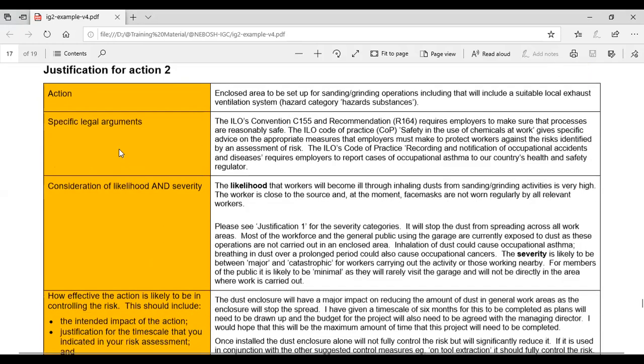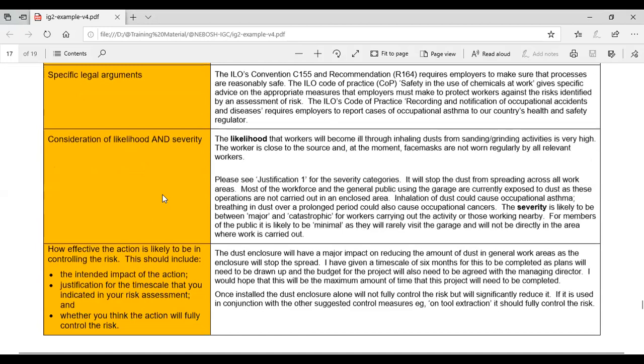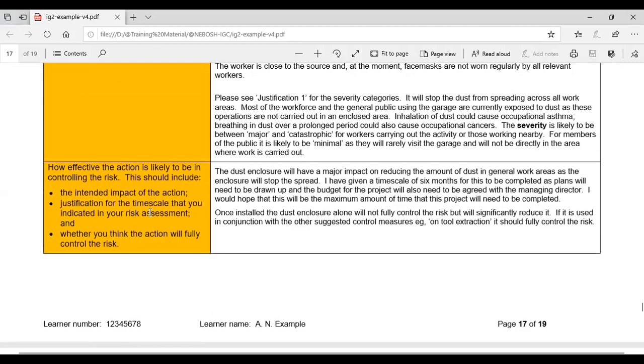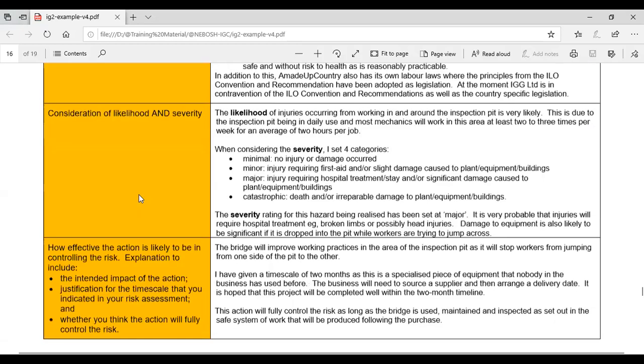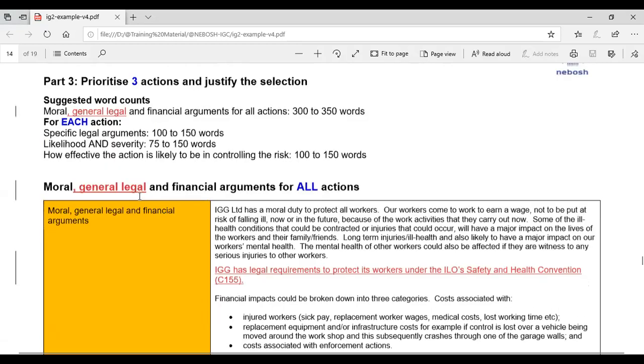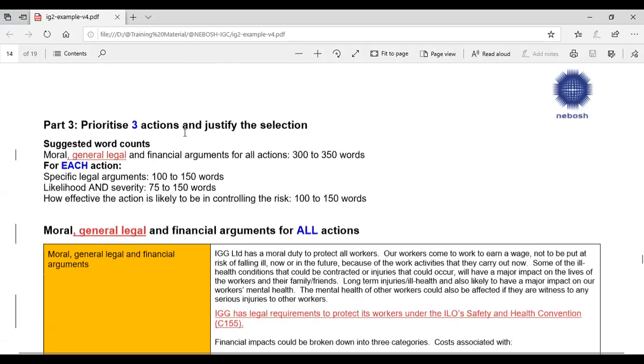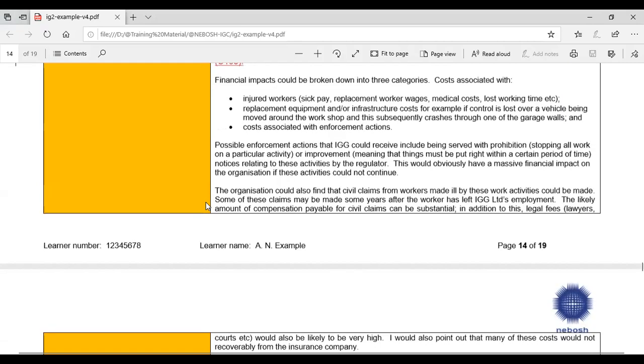And in the same way, you have to explain likelihood and severity, why you selected this action, what is the likelihood, how terrible the consequences are going to be in response to the likelihood as well. And then the third action. So 3 actions you have to complete in part 3 actually. You need to prioritize 3 actions and justify these actions.